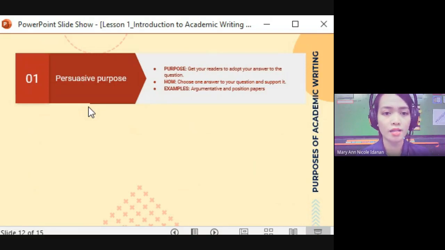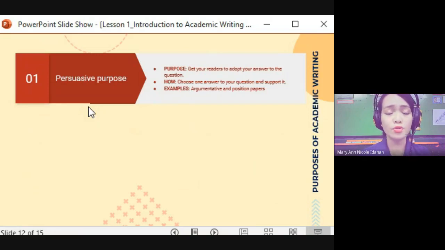Next, how are you going to do that? You will choose one answer to your question and support it. So, for example, we have this issue. Usually, the examples are the argumentative and position papers. So, for example, the issue is about the anti-terror bill. Now, class, between agree and disagree, you will choose on which side you are. So, for example, you agree with that anti-terror bill. Now, class, you have to support your answer. Why do you think the anti-terror bill should take effect in our country?